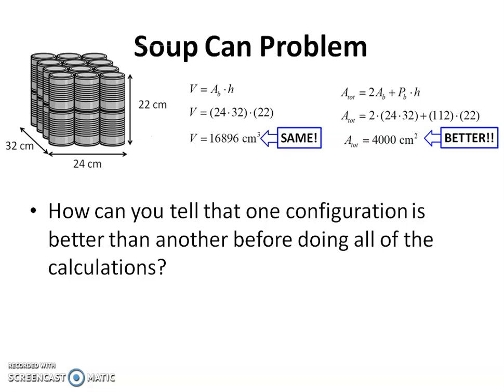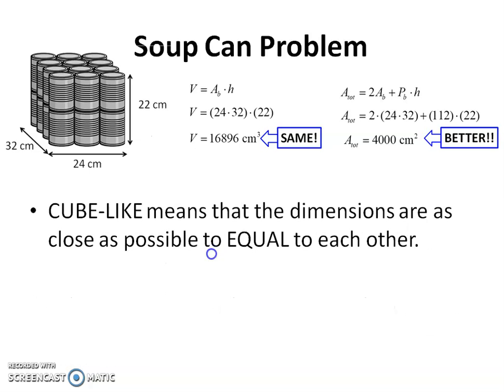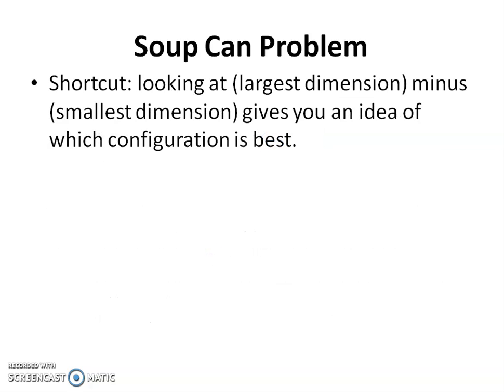But there's a better way to tell that it's the best one than having to go through and solve for the surface area and volume of each one, because our rule was that we had to have something that was the most cube-like. And the way to check that as a shortcut is to check to see if the dimensions are as close to one another as possible. So if you look at the largest dimension that existed and subtract the smallest dimension, the smallest difference between those two would be the best.